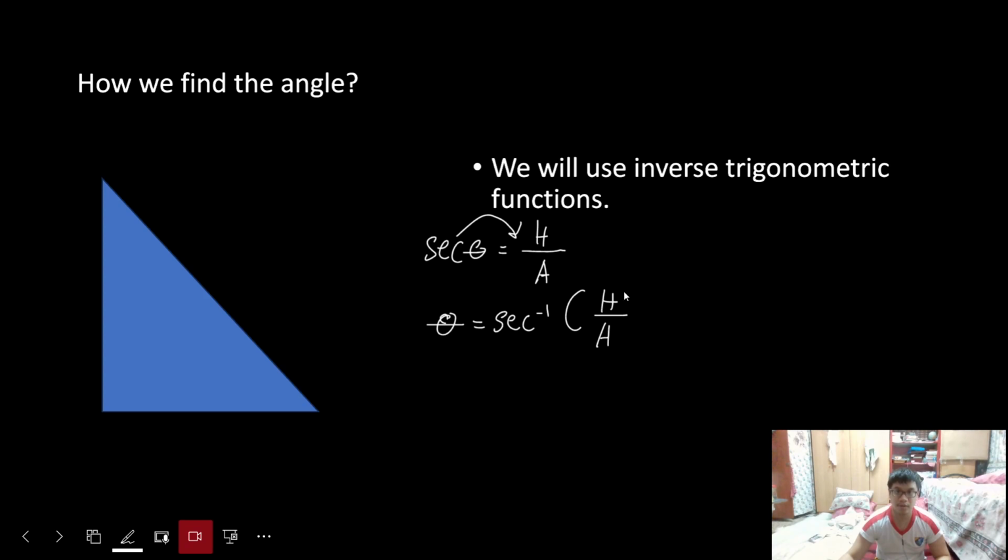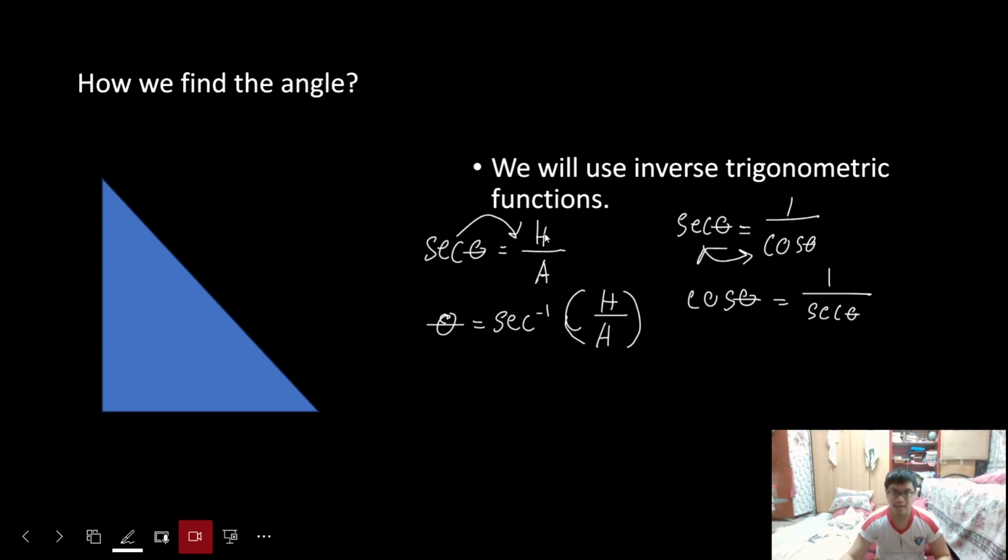Again, we will find its equivalent for us to apply it in the scientific calculator. Remember again that secant theta is the reciprocal of cosine, which is 1 all over cosine theta. So what we're going to do is switch the position of secant theta and cosine theta. So we will have cosine theta is equal to 1 all over secant theta. Remember that secant theta is just the same as H all over A. So we will have 1 all over H all over A.